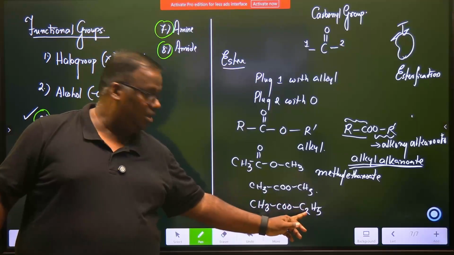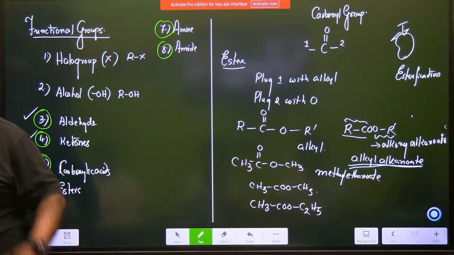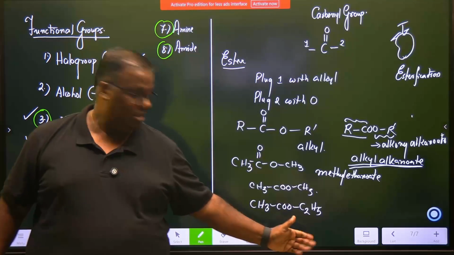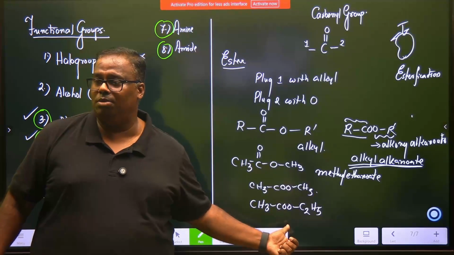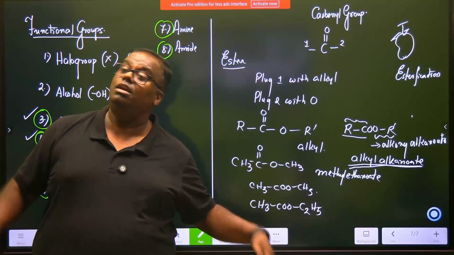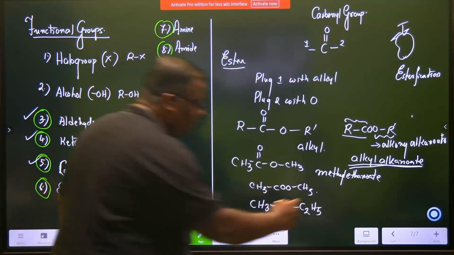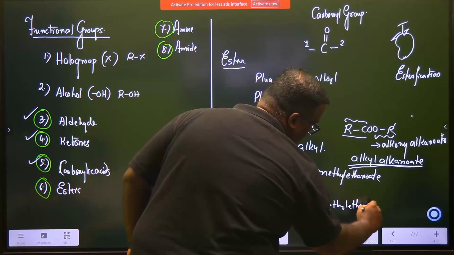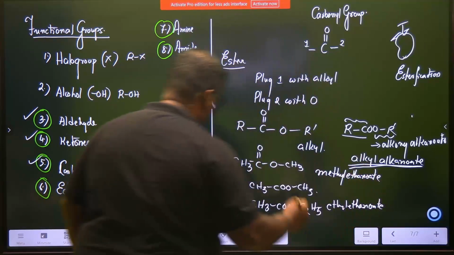Wait, hold on. Now let's look at this structure. With the oxygen, C2H5. C2H5 is ethyl. So this should be alkyl, ethyl. And on this side, what do I have? 2 carbon atoms. Ethyl ethanoate. So this name is ethyl ethanoate. Okay, let's name this one.